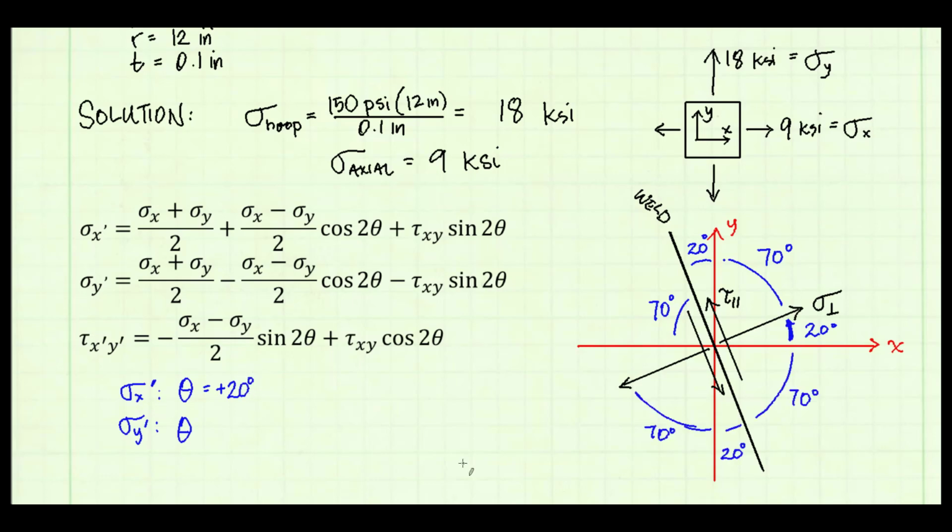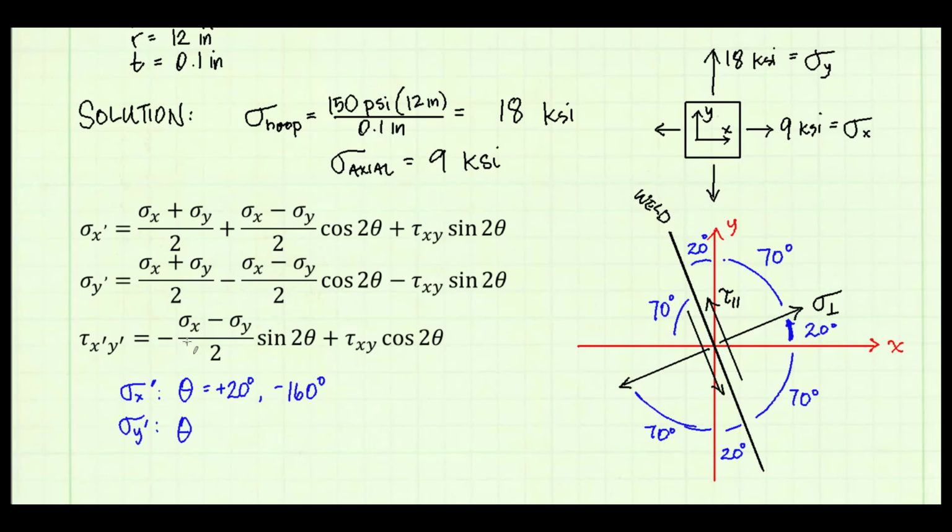I always have multiple options for theta. For example, I could measure theta from the positive x-axis to the normal stress acting on the left side of the weld. That angle is going to be in the negative direction, and it's going to be equal to negative 160 degrees. Notice those two angle possibilities are 180 degrees apart. That's because the two normal stress arrows are also 180 degrees apart.